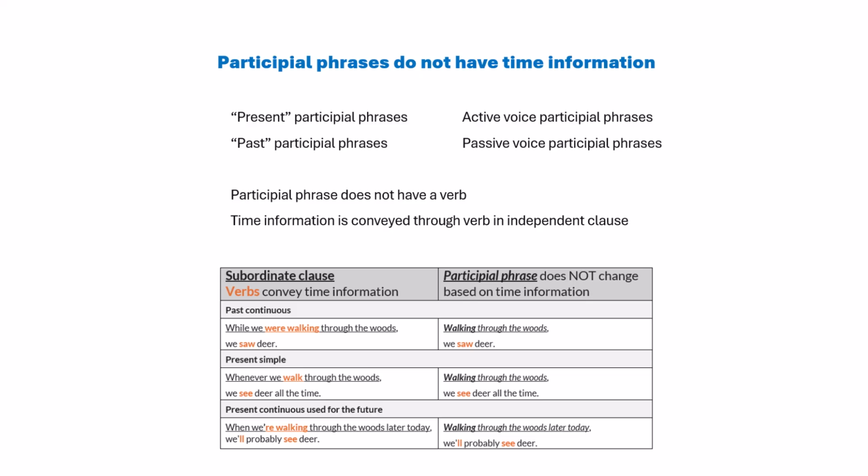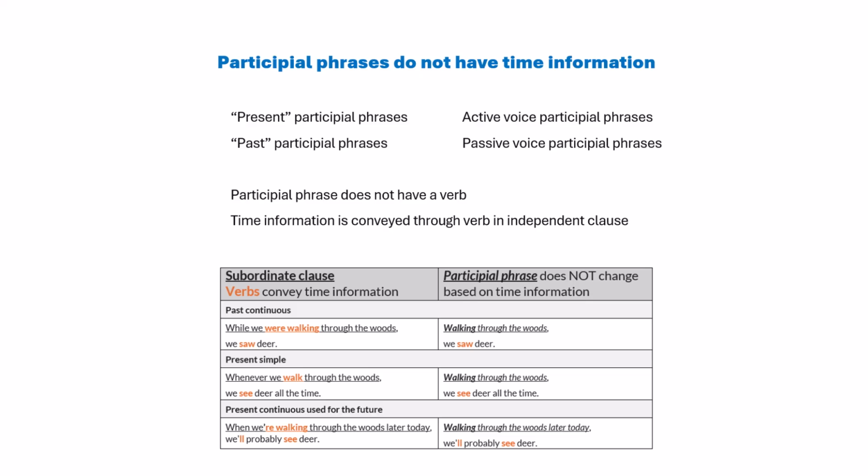Important note: participial phrases do not have time information. Many texts call these structures present participial phrases and past participial phrases. However, this text refers to active voice participial phrases and passive voice participial phrases because the participial phrase does not convey time information because it doesn't have a verb. The time information is conveyed through the conjugated verb in the independent clause, not in the participial phrase.